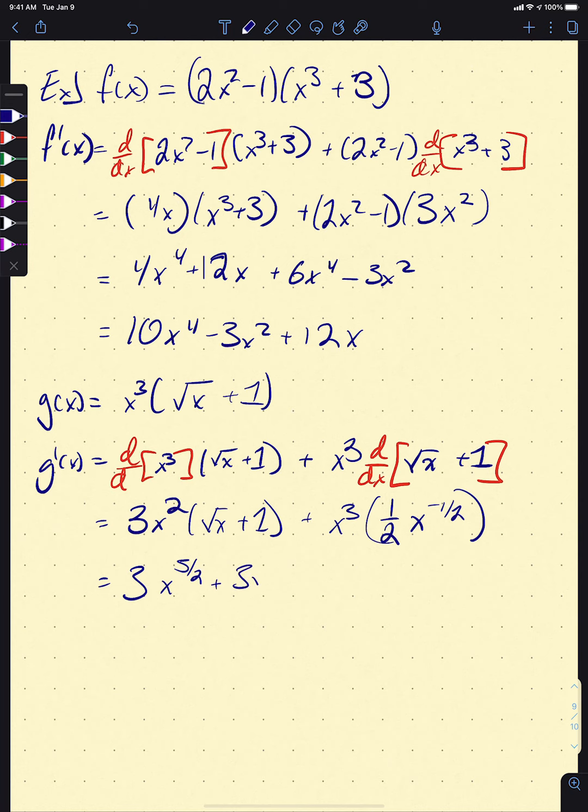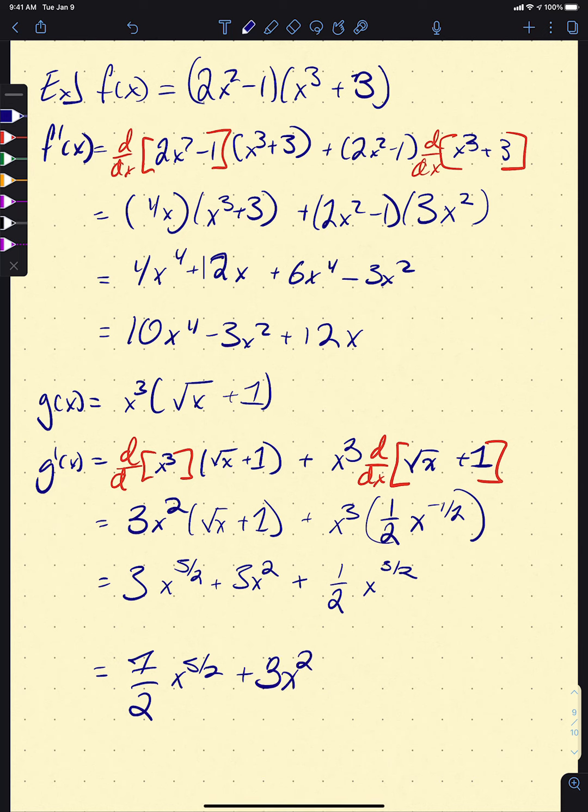And we're going to add to that 3x squared, okay? And then what happens over here? Well, distributing in this x cubed, we're going to have, it looks like, 1/2 x cubed minus 1/2, is once again 5/2. 3 x to the 5/2 and a half x to the 5/2 is going to leave us with 7/2 x to the 5/2 plus 3x squared, and that is our derivative, okay?